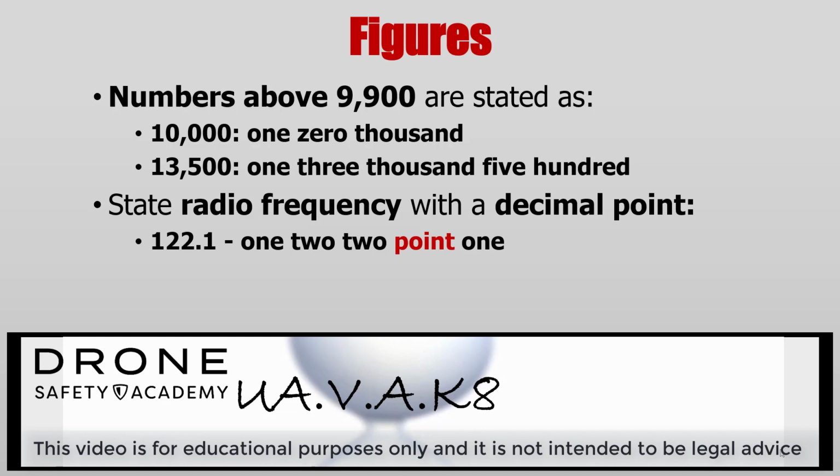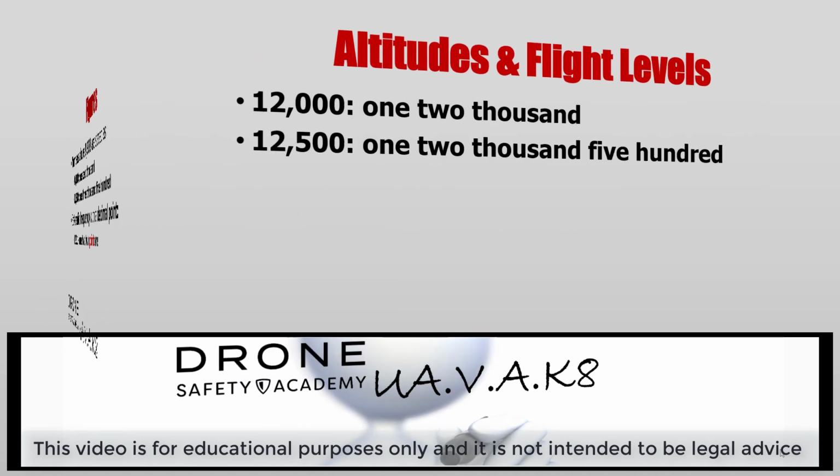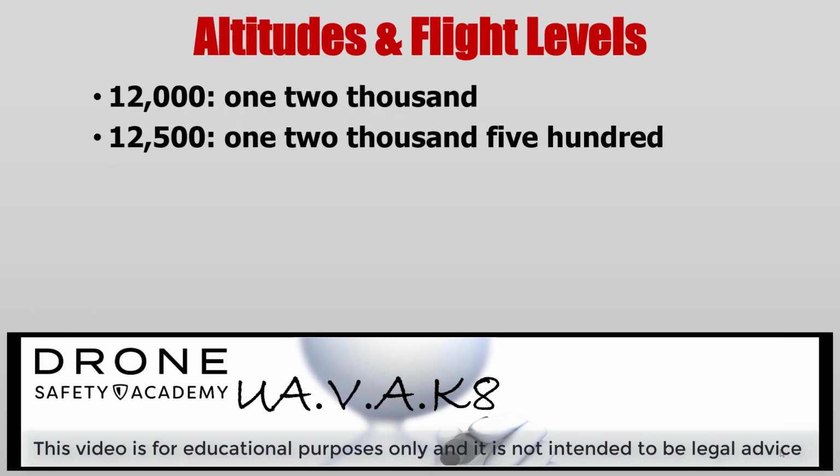13,500. We're already familiar with stating radio frequency, but here we go. One more example. 122.1. Super easy. Altitudes and flight levels are no different. For 12,000 and 12,500, they are stated as 12,000 and 12,500.